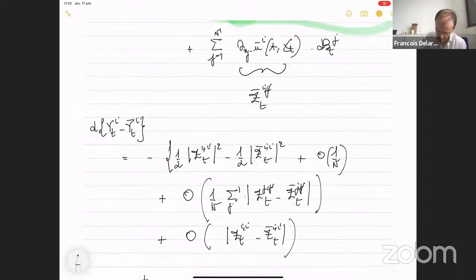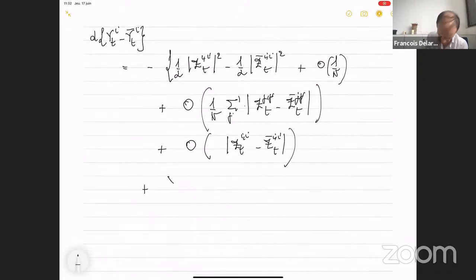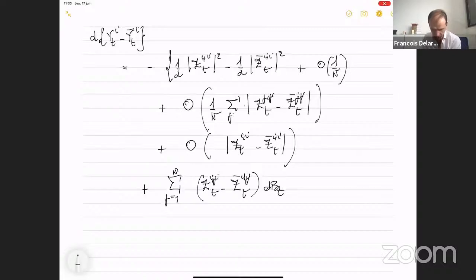And then you have the backwards term, or the martingale term, I should say. And so this is z^{ij}_t minus z bar^{ij}_t dB_t. Okay, how to conclude? So here I forgot there is a big T dt.